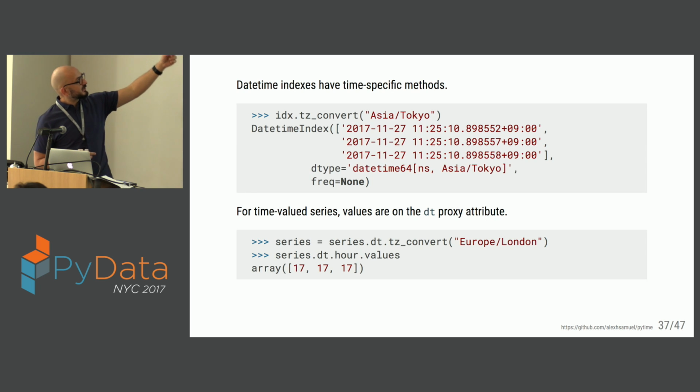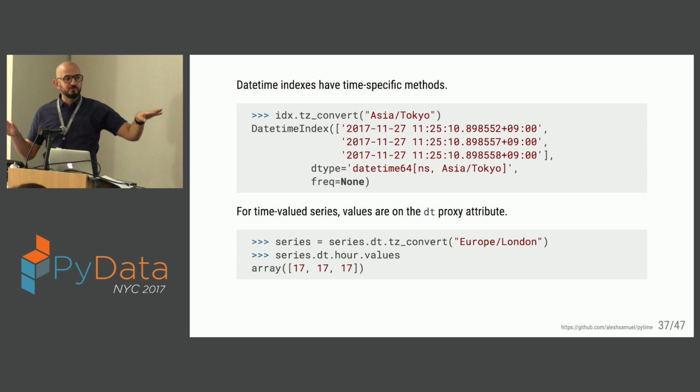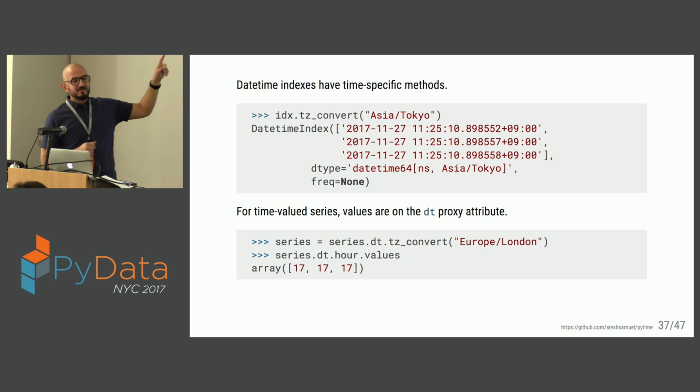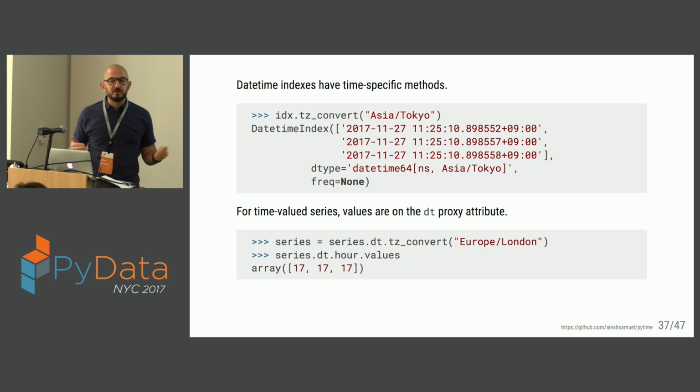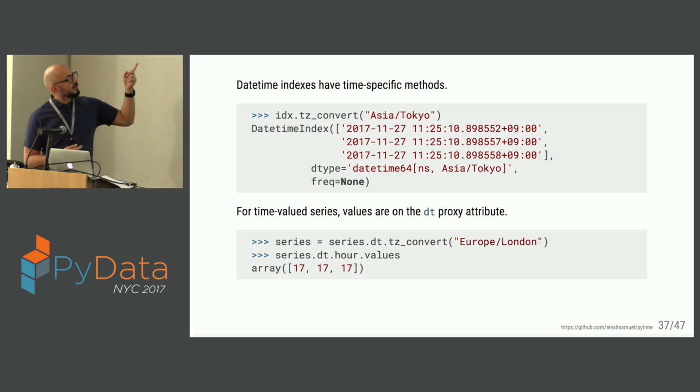So datetime indexes then have a bunch of time-specific methods. I see people yawning. I told you this would be boring. tz_convert, for instance, which will convert from one time zone to another. This is the kind of thing. It's super boring until you need to do it, and then you're like, holy cow, how do I do this, right? So it's really good that Pandas has worked so hard to add this stuff.